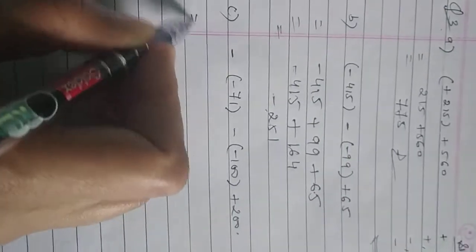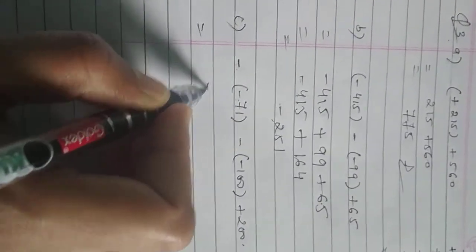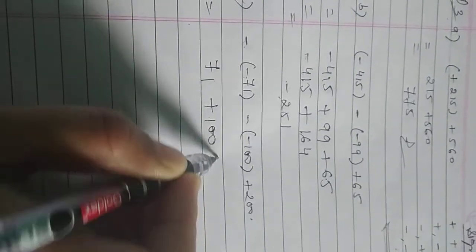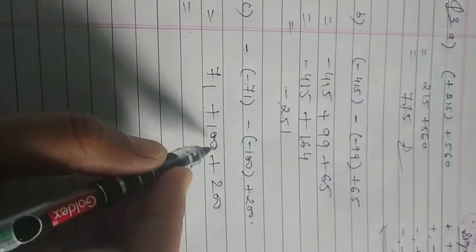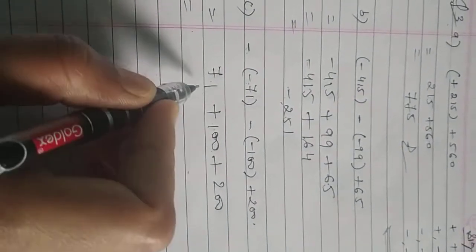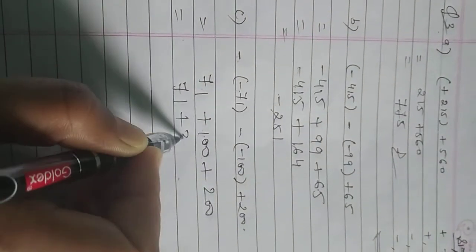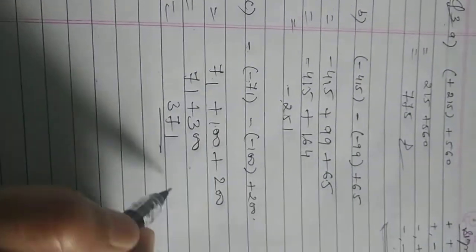Okay. Next is minus. This one, if you remove the bracket, we will get minus minus plus 71 in plus. Minus minus again plus. This is already in plus. So plus plus plus. All three are in plus. So 100 plus 200, 300. We will get here 71 plus 300, and 371 will be the answer.